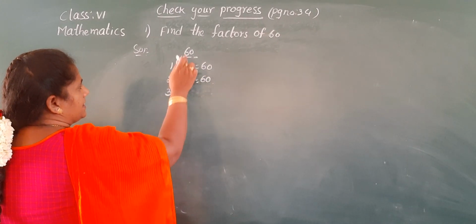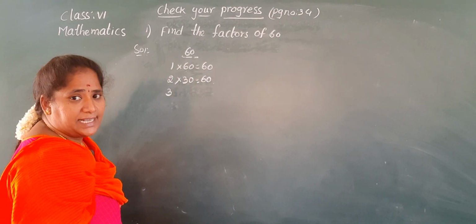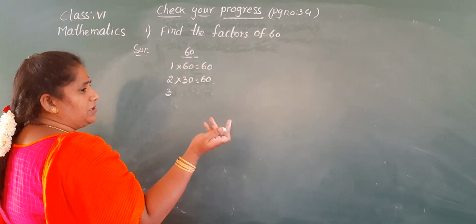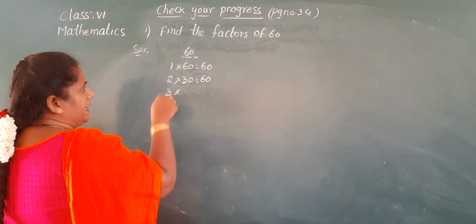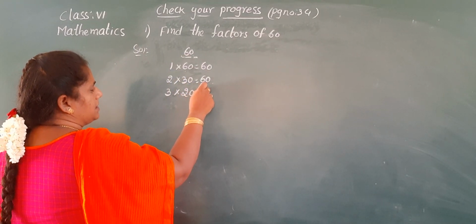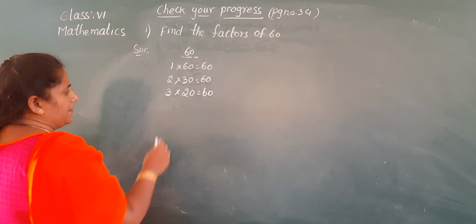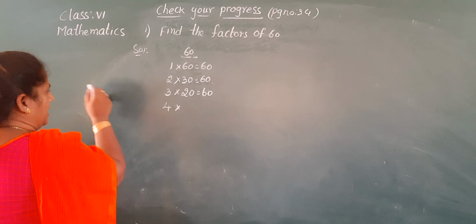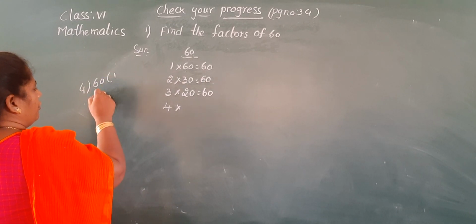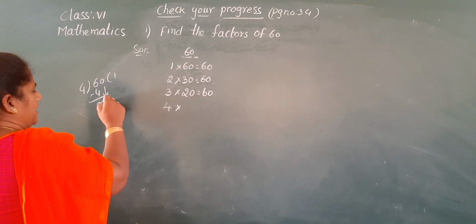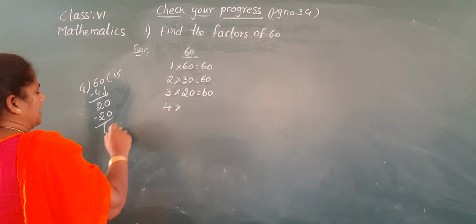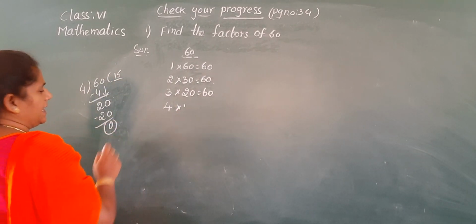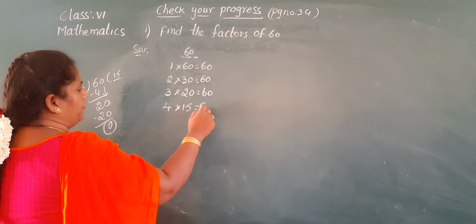And next 3, 6 plus 0 is 6. If the sum of the digits is divisible by 3, then the given number is divisible by 3. So it is divisible by 3. 3 2s are 6 and 0. Now 4 table. If the last two digits are divisible by 4, then the given number is divisible by 4. Here 60 is given. Check it on the side. 4 ones are 4, 2, take down 0. 4 5s are 20. Do this division on the rough side, we get 0 as the remainder. So it is a factor of 60.